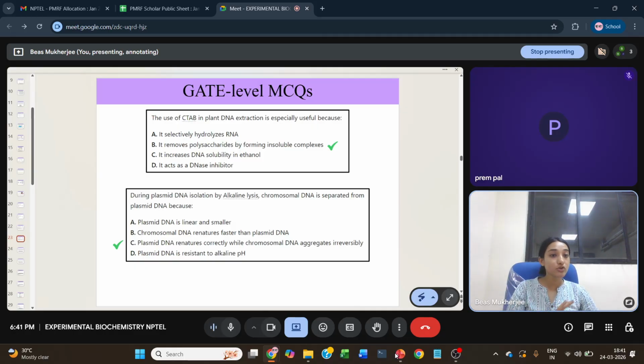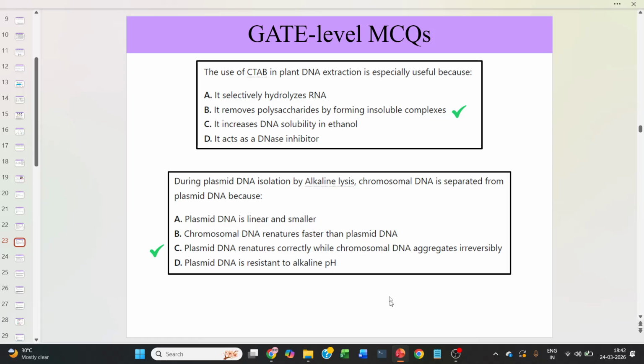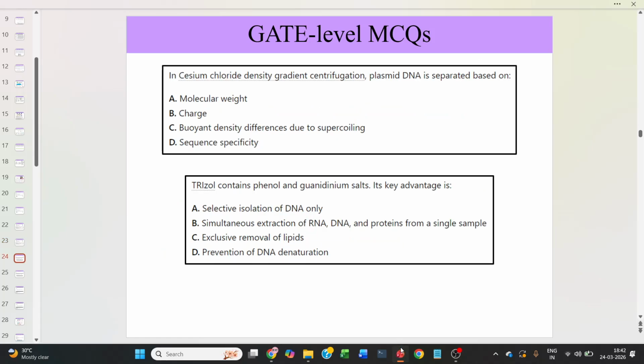Okay, but then that is not practical, and that is the thing that we exploit for isolation of this supercoiled plasmid DNA. Okay, right. Now we have 2 more questions.